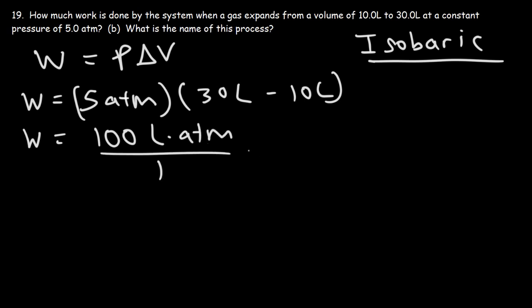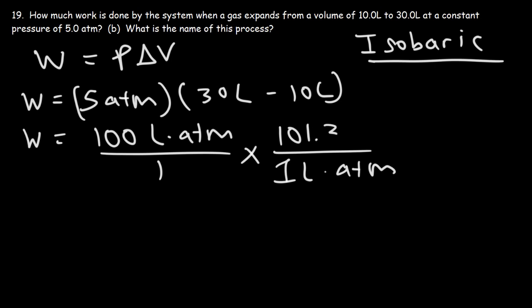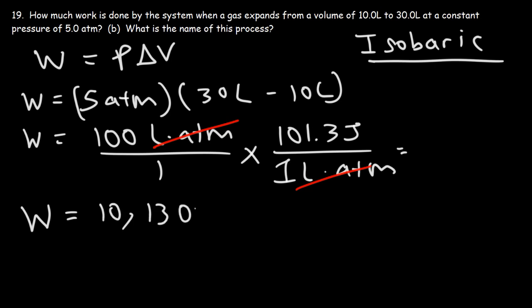Now let's convert this to joules. 1 liter times 1 atm is equal to 101.3 joules. That's a conversion factor that you want to keep in mind. So it's going to be 100 times 101.3. So the work done by the gas as it expands is 10,130 joules. So whenever a gas expands, the work done is positive.